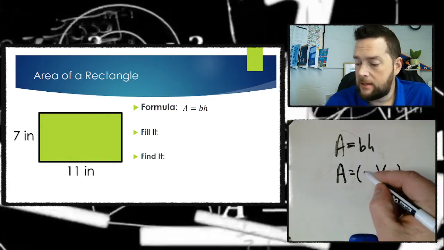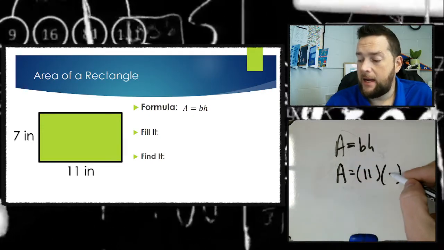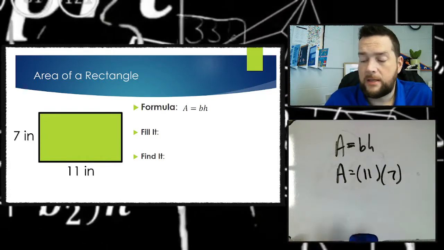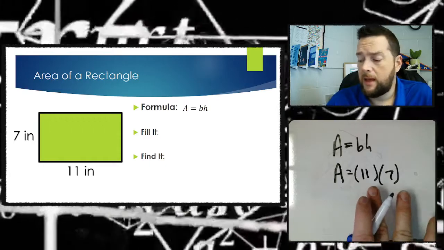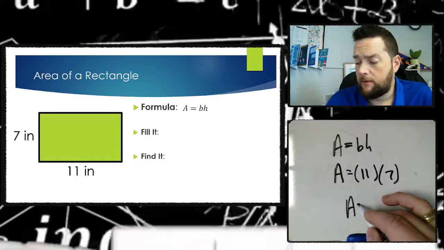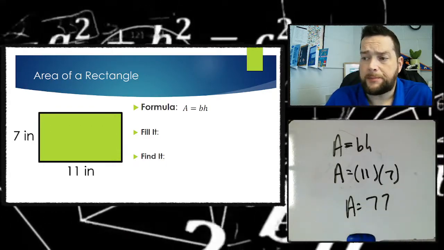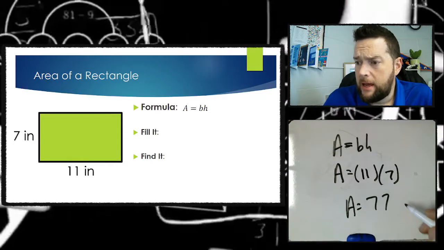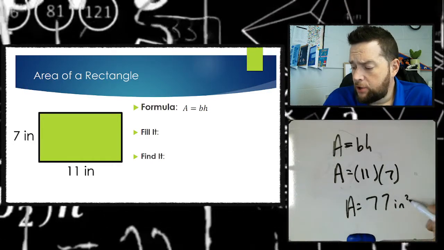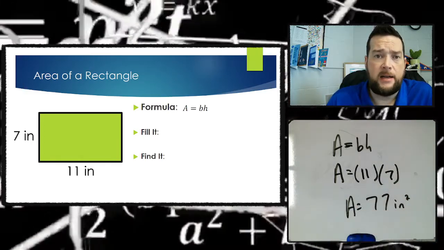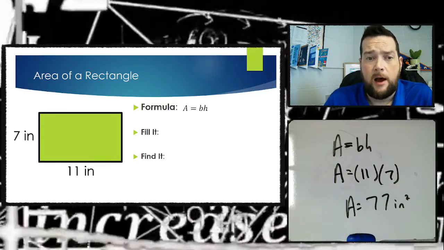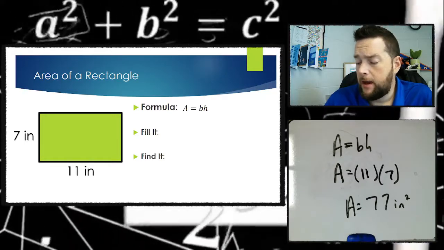The base in this is 11, and the height is 7. And so I can place those numbers right inside there. And now the math that it's telling me to do is 11 times 7. And so I'd find out that my area for this rectangle is 77 inches squared, all right? So that's the formula, fill it, find it, step-by-step process for the area of a rectangle.